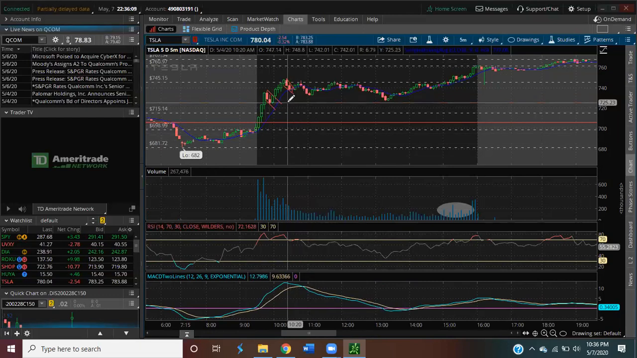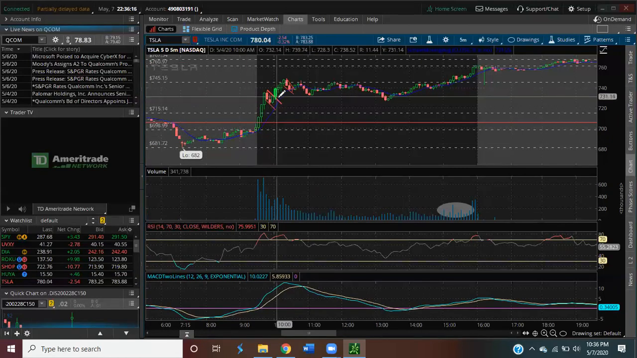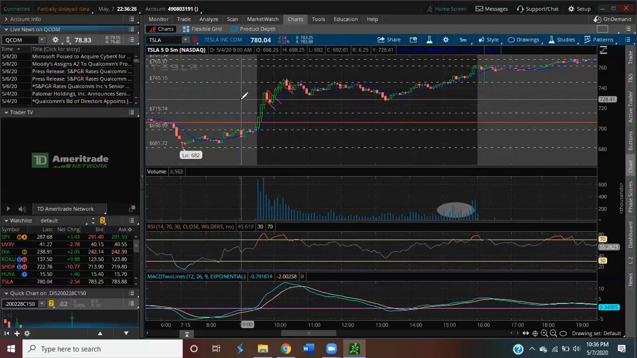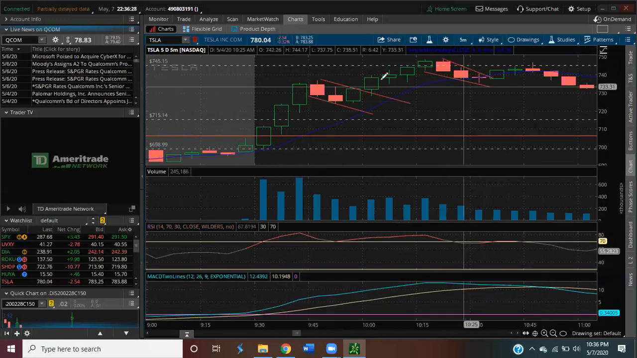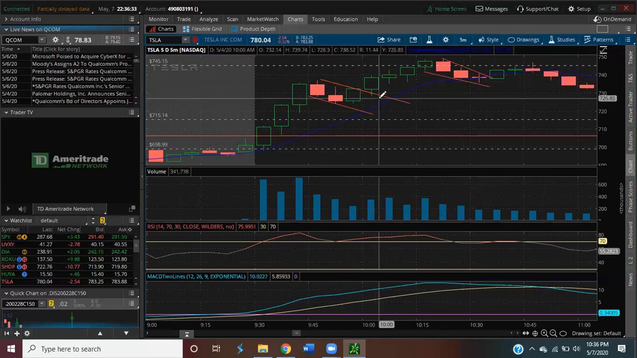So entries and exits: just make sure it's breaking a pattern like it was here, or pushing above your support or resistance with good volume. That's all it is to it. Then your exit would be, if you had gotten in on this, if it pushed right back down and closed in this pattern again, that would have been your exit for a loss. But you wouldn't even have had to worry about that in this case.